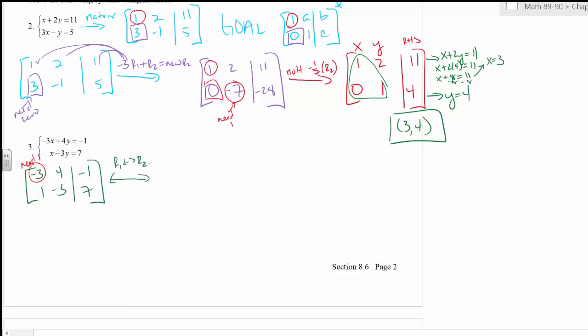After you do that, if you start reducing and getting the entries to look the way you want, and then you switch rows again, you could undo some of the work that you've done. So this is usually a step 1. If it's there, you do it. Otherwise, you don't interchange rows after that first step because you might undo some work that you've done. So if we interchange rows, it looks like 1, -3, 7 up here, and then -3, 4, -1 on the bottom.